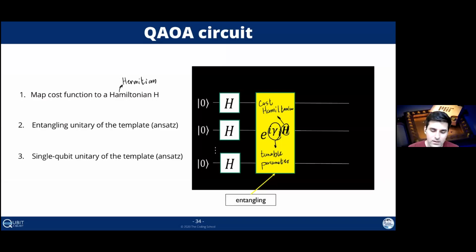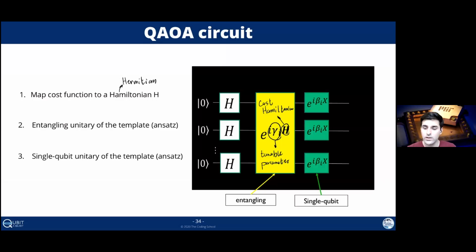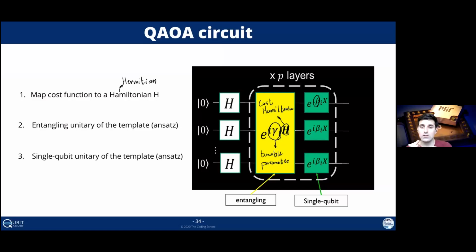And the second part is the single qubit unitaries of the template or the ansatz. In this case, the single qubit unitaries are just rotations around the x-axis by some angle beta. So beta here is another tunable parameter, and X is just the Pauli X operator that we're rotating around. Then we repeat each layer, each combination of entangling plus single qubit gates, p times. We call them p layers, which is another parameter that we can tweak. And then finally, we measure the state of the circuit, and we send the result of these measurements to our classical computer.